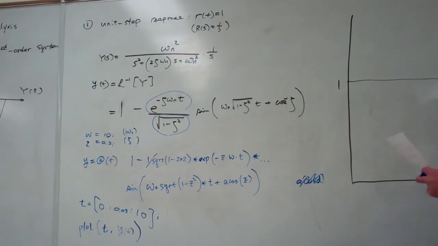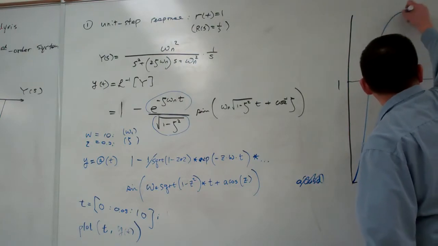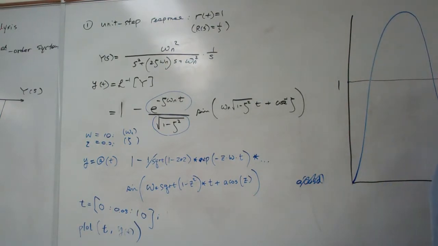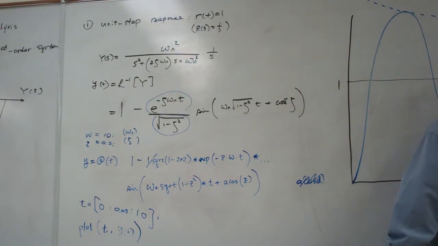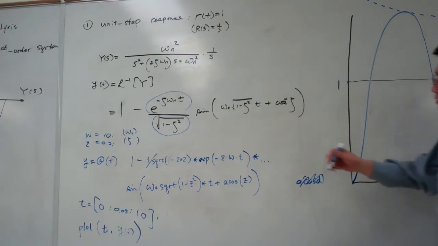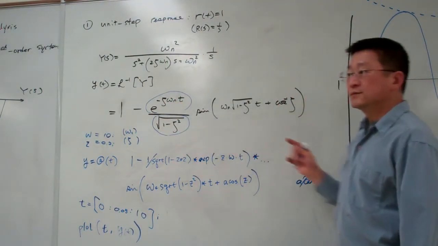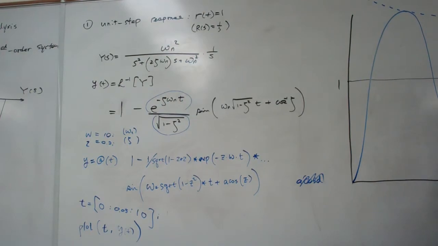And MATLAB will give you the curve like this. Okay, so we plot 1. So that will be something like this. Oscillating. During the oscillation, also decaying. The decaying profile is given by this. Okay, so this is the decaying profile.